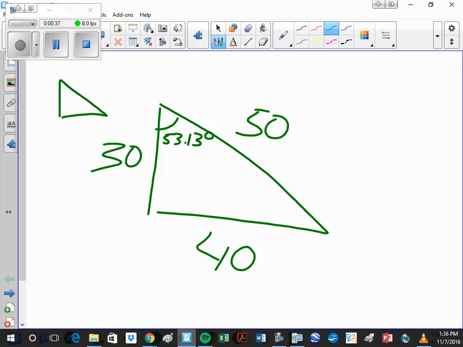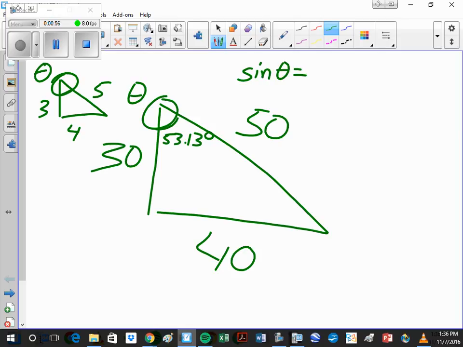So whether this triangle is small or big, this angle is 53.13, and if we call that angle theta, that's the angle we're looking at, the sine of theta is going to be opposite divided by hypotenuse. In the little triangle, it would be 4/5. On the big triangle, it would be 40/50. In all cases, that equals 0.8.